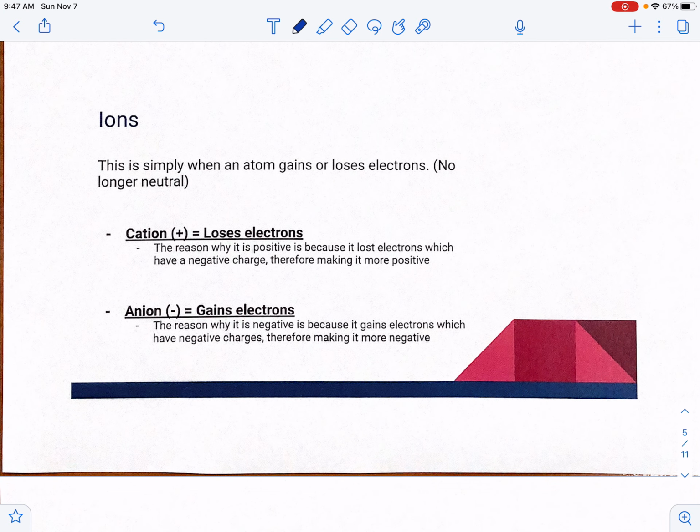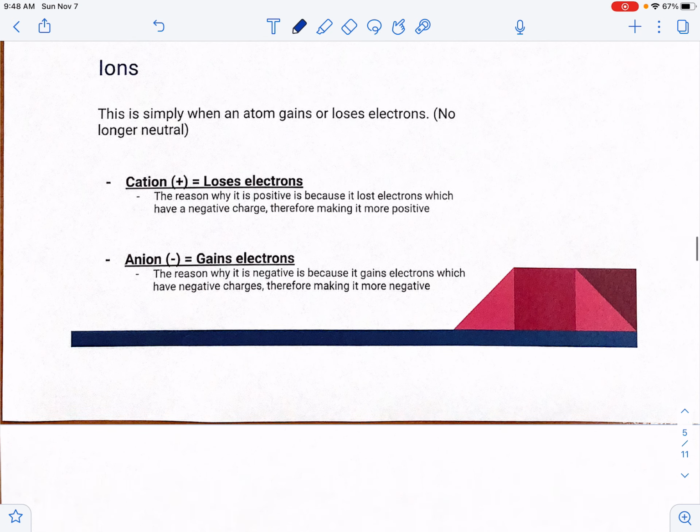Okay, ions. We just talked about that a little bit. This is simply when an atom gains or loses electrons. That means they're no longer neutral. Remember, a cation loses electrons. The reason it's positive is because it lost electrons, which are negative, and that made it more positive. And anions are considered negative because they gain electrons. If you're drawing in something that's negative, that's going to make you more negative.